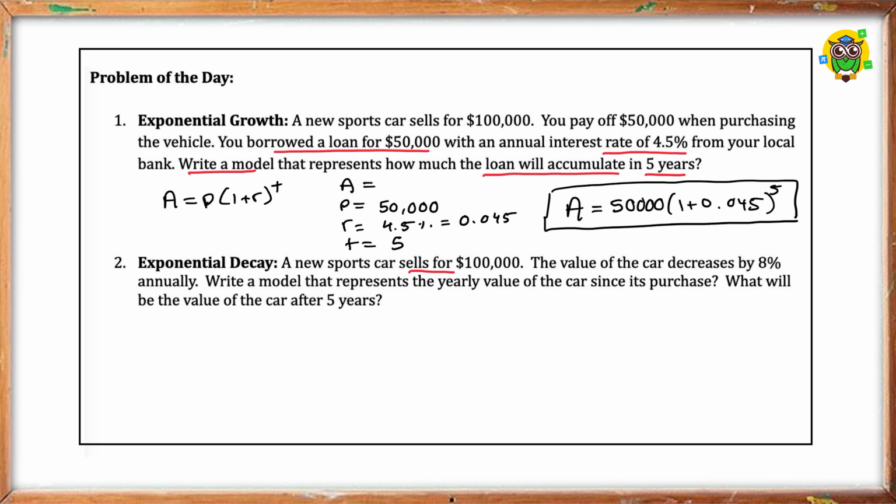So the car is selling for $100,000. The value of the car decreases by 8%. We are writing a model that represents the yearly value of the car. What will be the value of the car after 5 years? So this time around, we're creating that model and we are solving. So we have A equals P times (1 minus R) to the power of T. We have A, P, R, and T. A is what we are going to be solving for.